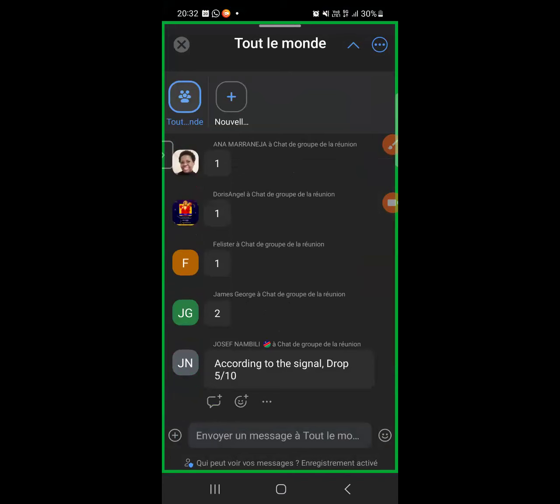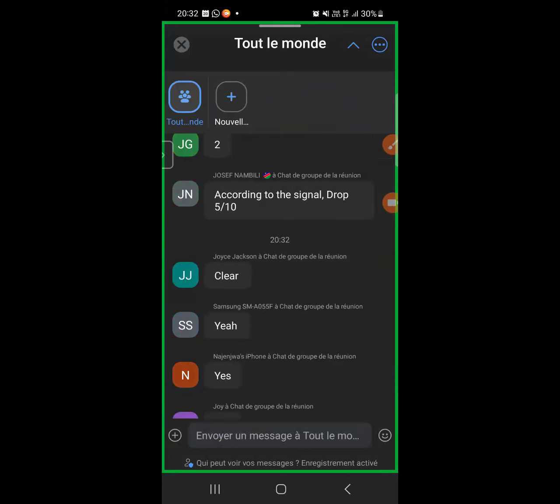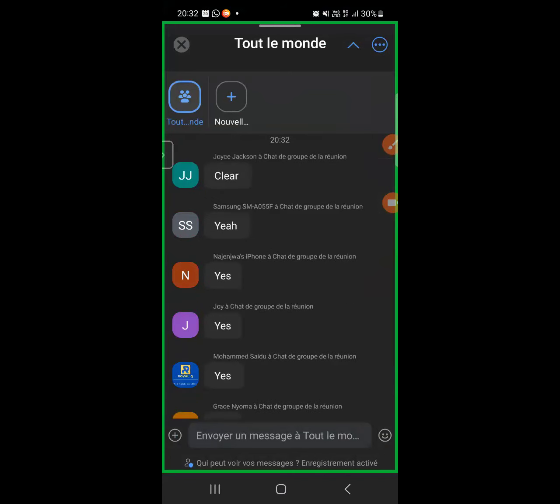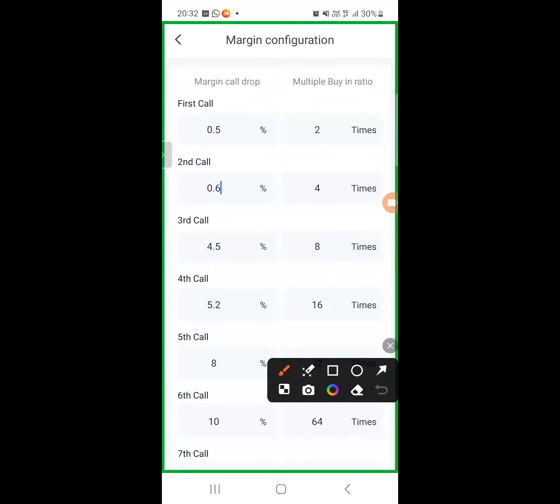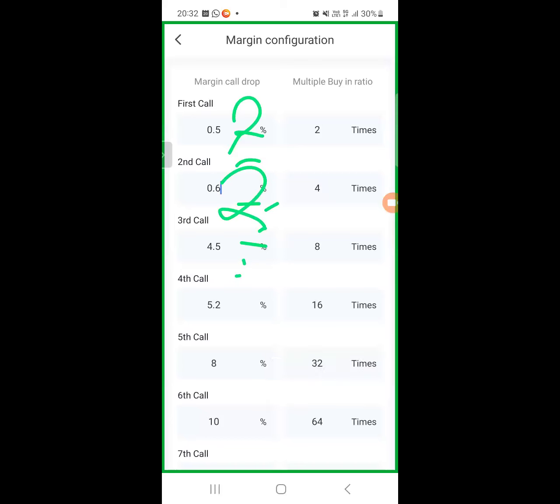Each call drop that you want to set, you have to make sure the next call drop must be bigger than the previous call drop. Don't put too much difference, but you have to make sure it must be bigger than the previous call drop. It is very important, and it will make you get more quantity. But if you put the same thing here, 1, 1, 1, 1, it means you are getting the same pieces. Here I'll get 2 pieces, here I'll get 2 pieces. It doesn't make sense.